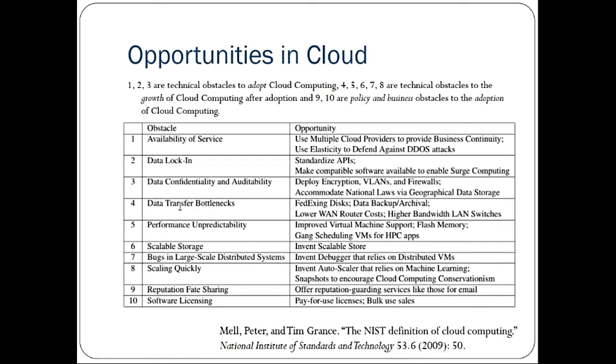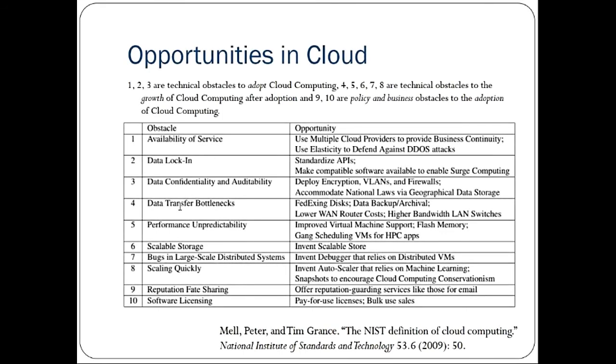Then what are the opportunities that we have seen for the first three that are required for development of cloud? For availability of service, it's better to use multiple cloud providers, and we need to avoid distributed denial of service attack. Then we have seen for data lock-in we can use standard APIs, and then make compatible software available to enable surge computing. We have seen for data confidentiality and auditability, better virtual LAN, better firewall, better encryption, and better national law or geographical data storage.